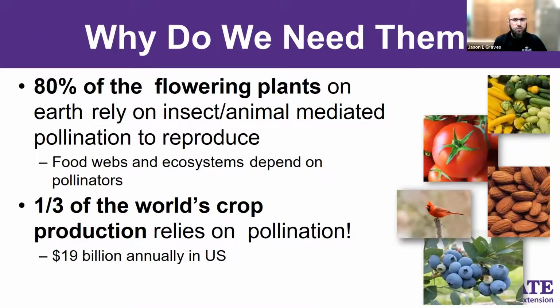So why do we need them? Some of these stats you may have seen before if you've read anything about pollinators, but 80% of flowering plants on the planet rely on insect or animal mediated pollination to reproduce.